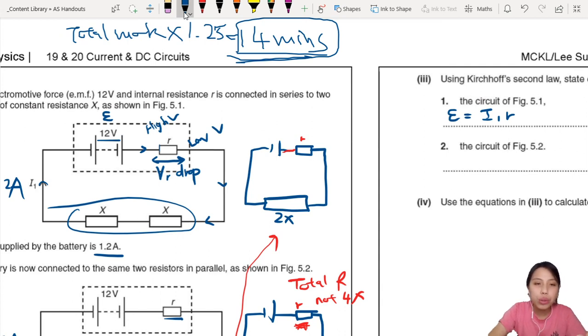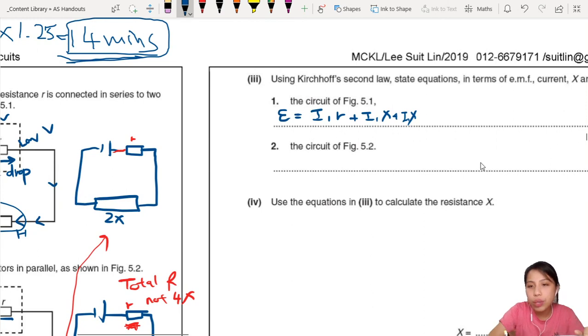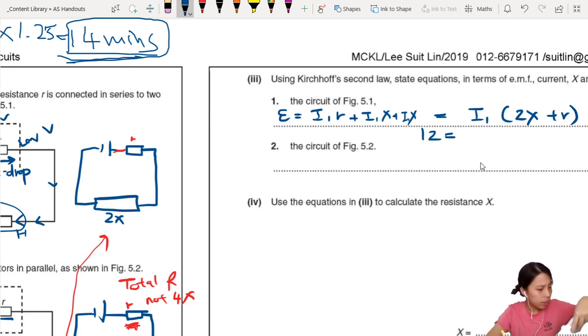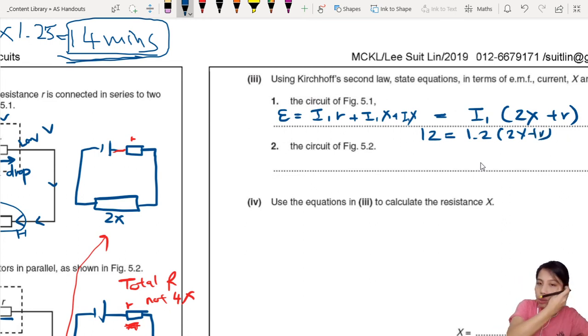Then the rest also drop. I won't do one by one. High V to low V, because current is flowing from high to low, like water flowing down. So you can just write the rest, plus I1 X, plus I1 X. That's your equation. You can simplify it to become I1 (2X plus R). You can also write it as 12 volts equals 1.2 A times (2X plus R). Both are accepted. One mark.